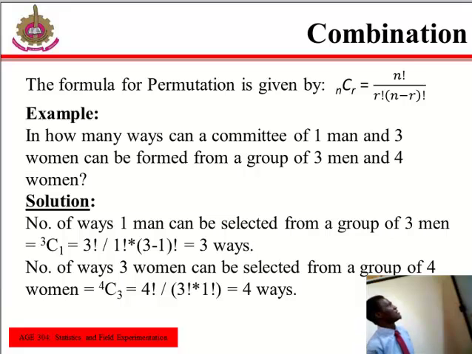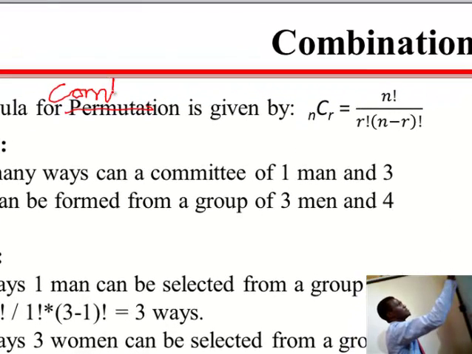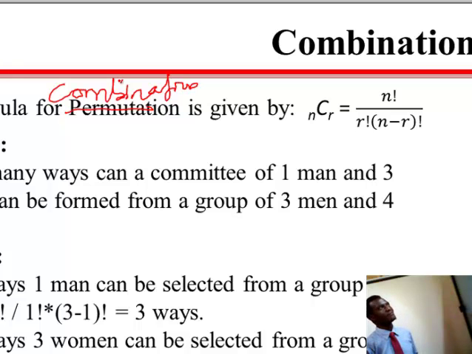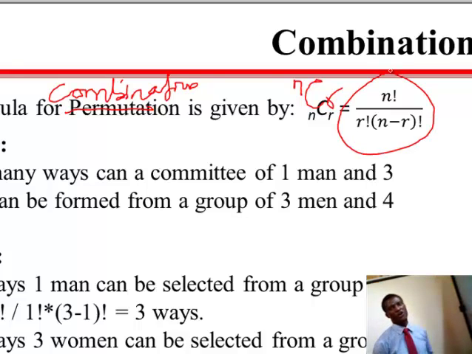Combination. The formula for calculating combination is given by nCr, and it is given by n factorial all over r factorial times (n minus r) factorial, just as shown on the board. Now, let's solve this example so that you could have better understanding of the subject matter.